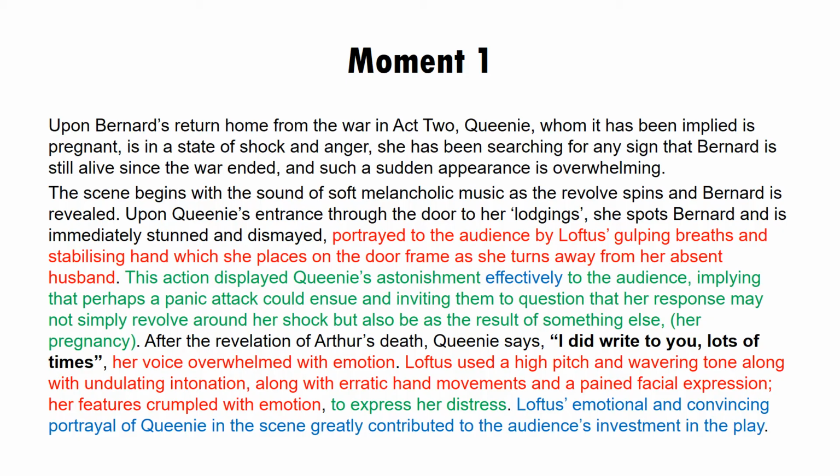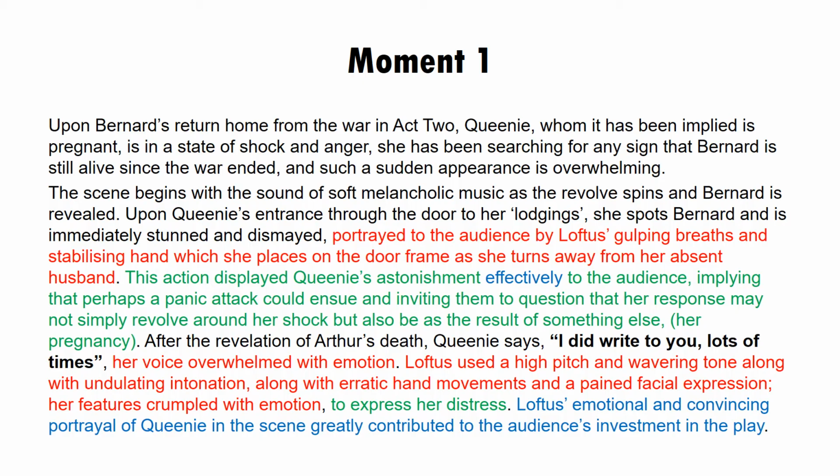After the revelation of Arthur's death, Queenie says, "I did write to you, lots of times," her voice overwhelmed with emotion. Loftus used a high pitch and wavering tone along with undulating intonation, along with the erratic hand movements and a pained facial expression, her features crumpled with emotion, to express her distress. Loftus' emotional and convincing portrayal of Queenie in the scene greatly contributed to the audience's investment in the play.